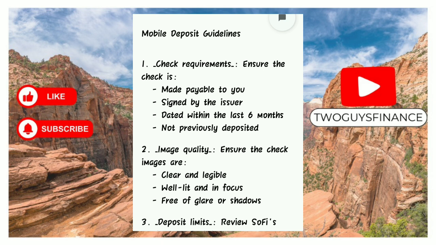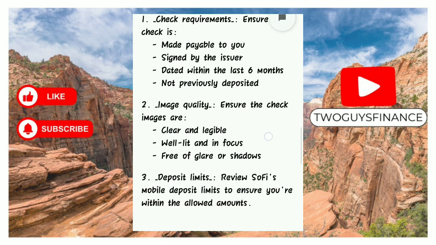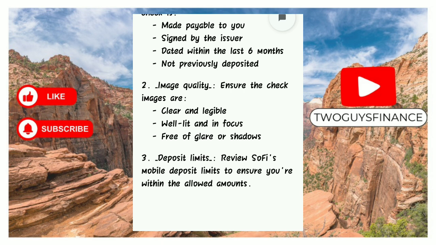The second requirement is the image quality. So you got to make sure that your check's image is clear and legible, that it's well lit and in focus, and of course it's free of glare or shadows and the likes. The third, of course, is the deposit limit. So you got to review Sofi's mobile deposit limits to ensure that you are within the allowed amount.